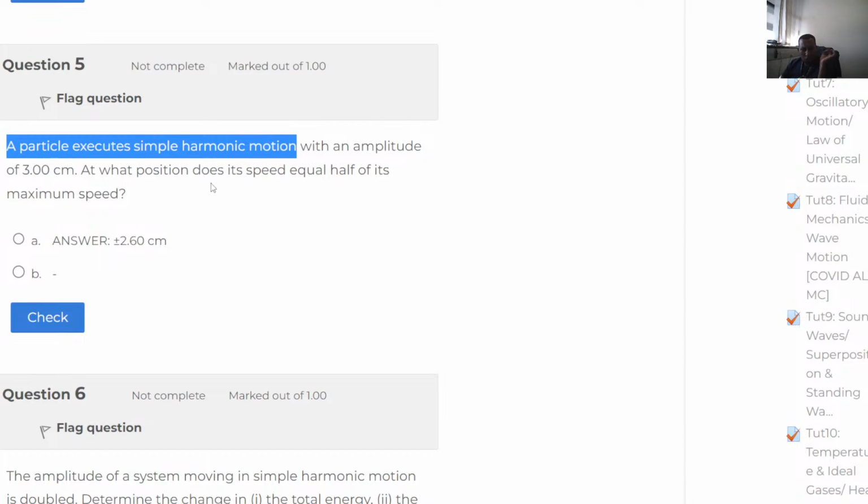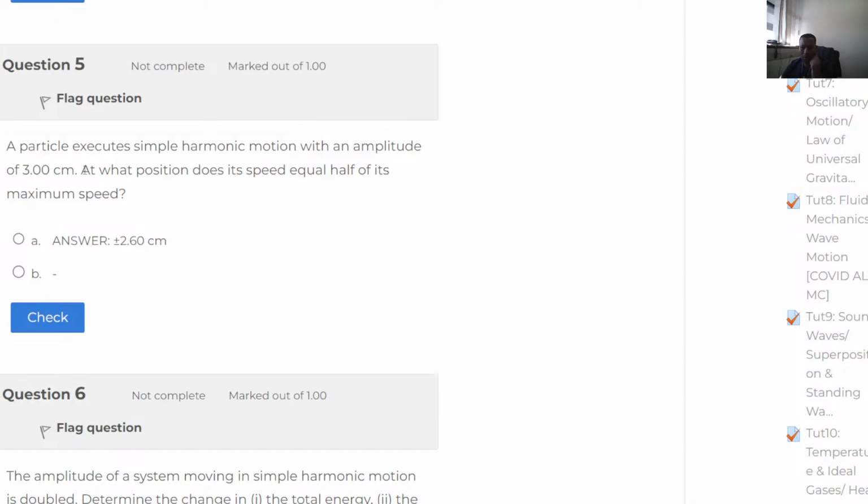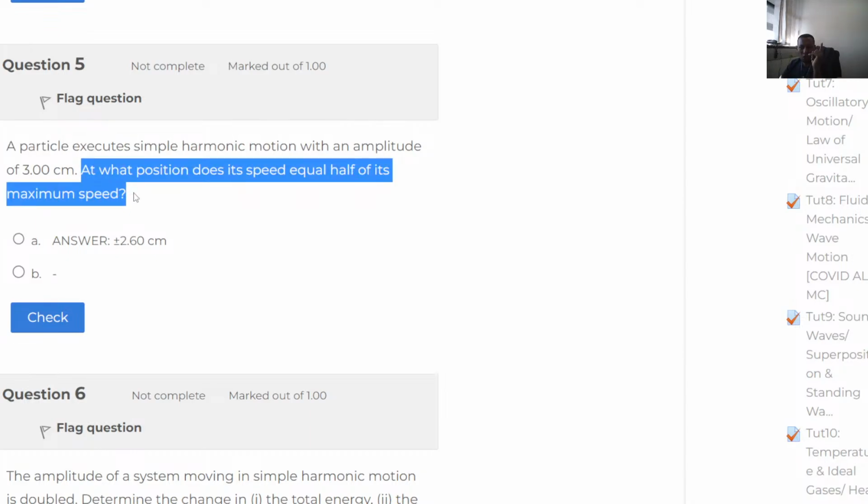It says, at what position does its speed equal half of its maximum speed? Therefore, the question we're looking for is, at what position on its way, in a simple harmonic motion, going in, out, in, out. Think of a simple pendulum that you do in the lab. You go one way, the other way, one way, the other way. At a certain position, let's call it x, its speed equals half of its maximum speed.